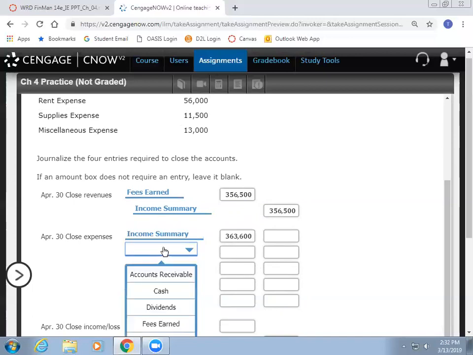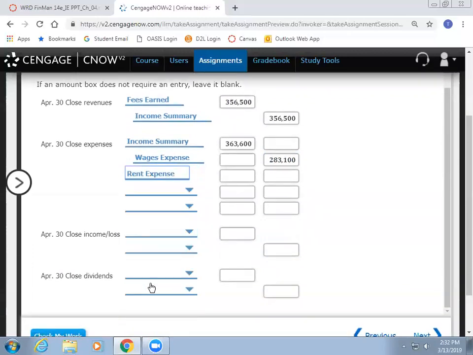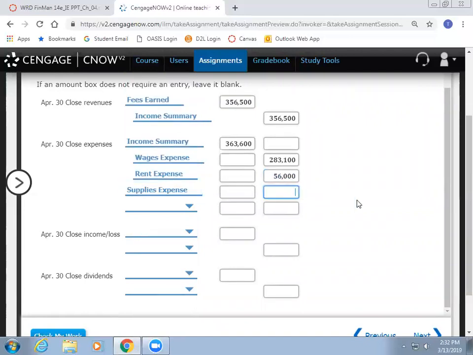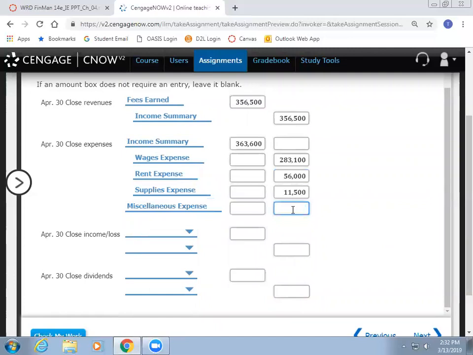So then I would just show my credits. Wages expense, 283,100. Rent expense, 56,000. Supplies expense, 11,500. And miscellaneous, 13,000.